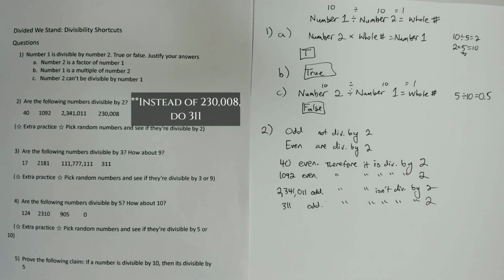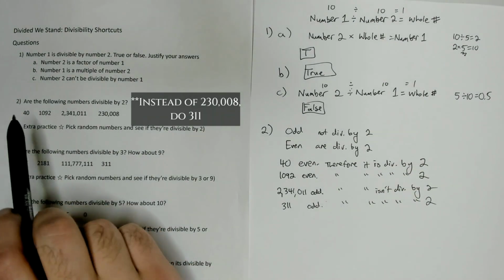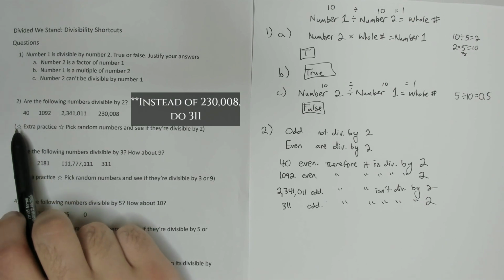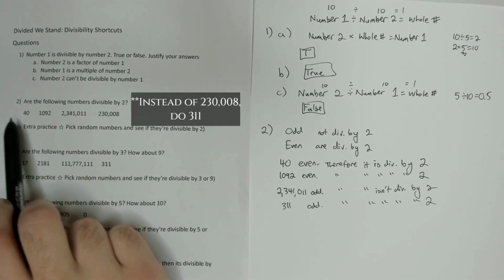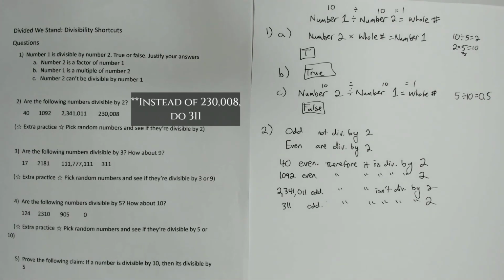All right, so it's pretty quick, and that was the point of these rules. It's a very efficient way of checking if they're divisible by 2 or not. And for extra practice, the way I made this problem is I picked some random numbers and asked you if they were divisible by 2. So that's all you have to do.